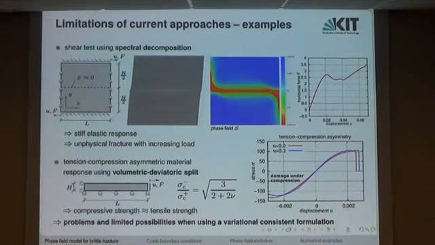In a second example, we test the tension-compression asymmetric material response of a bar using the volumetric deviatoric split. The compressive strength is not much larger than the tensile strength. And so these two examples show the limitations or the problems concerning this variationally consistent treatment. In the following, we give up this structure to some extent in order to incorporate physically motivated crack boundary conditions and phase field evolution equations.